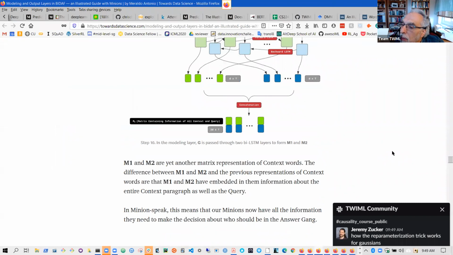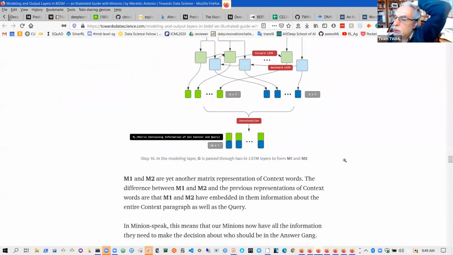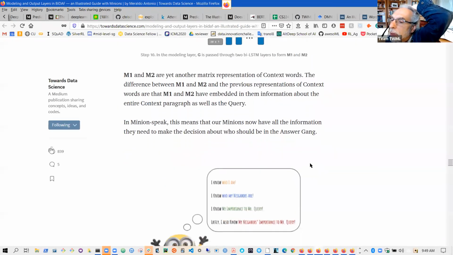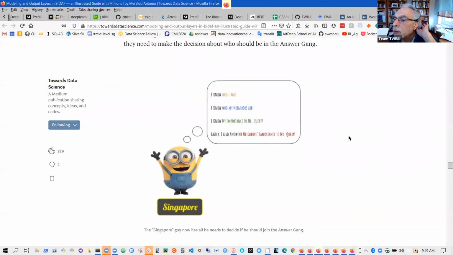I mean, I thought that G had information about the query as well as the context word, but maybe I missed something. Okay, minions speak. This means that our minions now have all the information they need to make the decision about who should be in the answer gang. Lastly, I also know my neighbor's importance to Mr. Query.